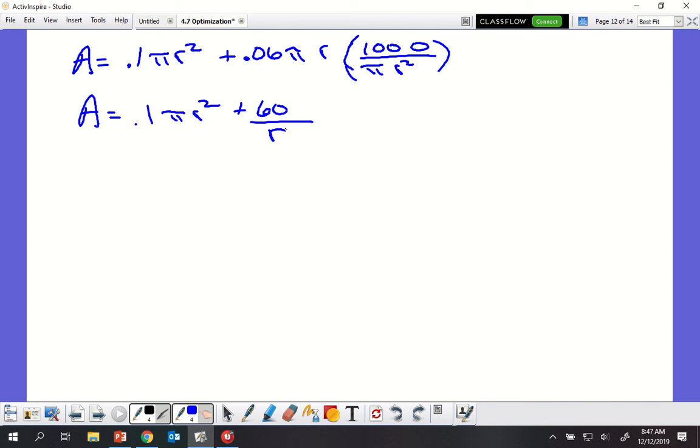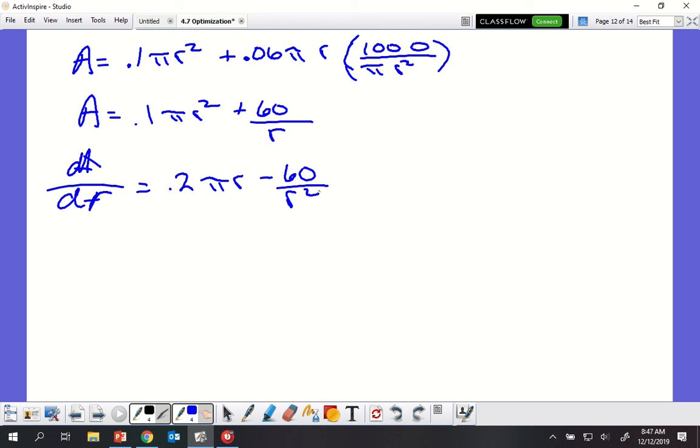So a lot of that just cleaned up. I canceled one of the r's from the r squared on the bottom. The pi's canceled. So now go ahead and take my derivative. When I do my derivative, I'm going to be optimizing my r value. So dA dr is going to be 0.2 pi r minus 60 over r squared.